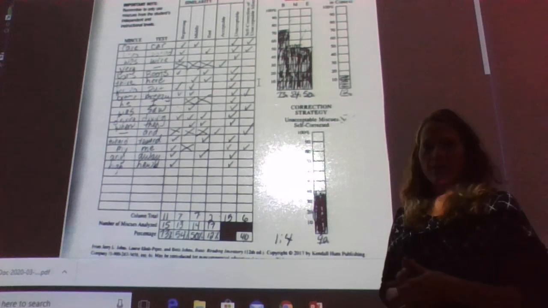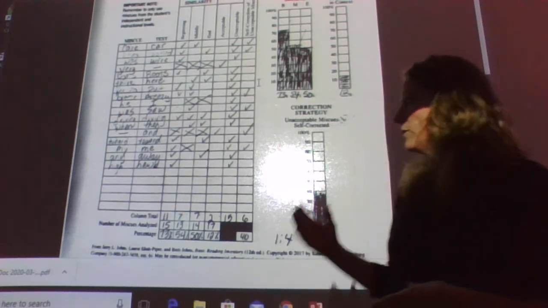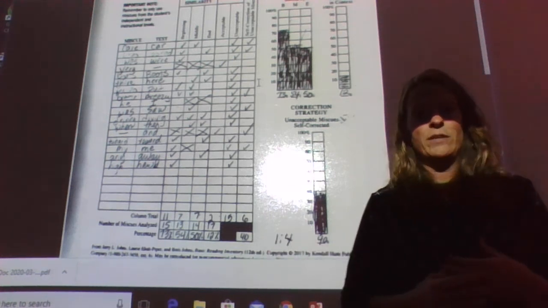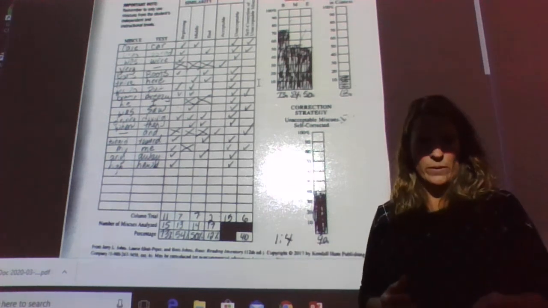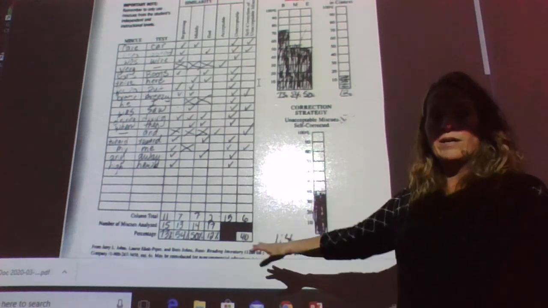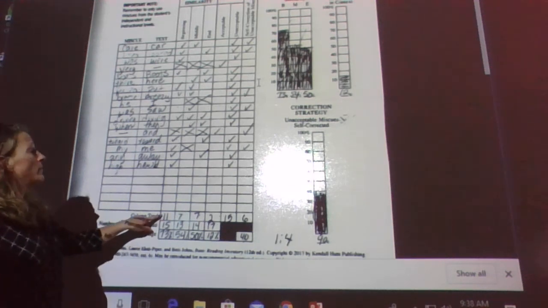So here's the completed form, and yes, yours is also going to look very similar to that. We listed all of the errors that this particular student has made in oral reading, and we analyzed each one of them. And down here at the bottom, I put the column totals. I'm going to show you a couple things about the column totals and how I came up with these numbers. So first of all, let's look at the beginning.